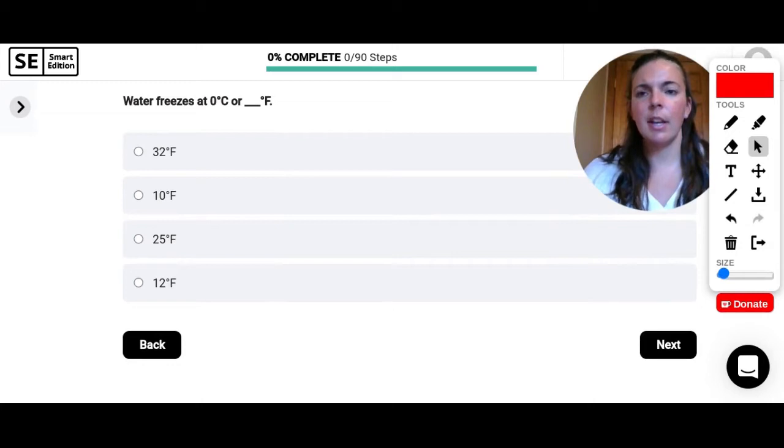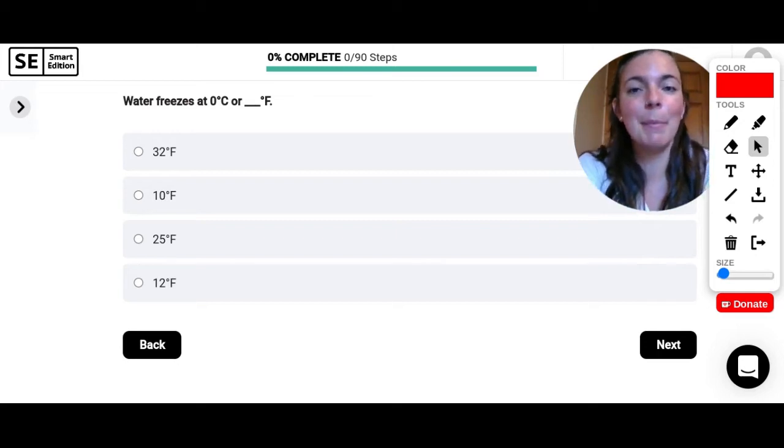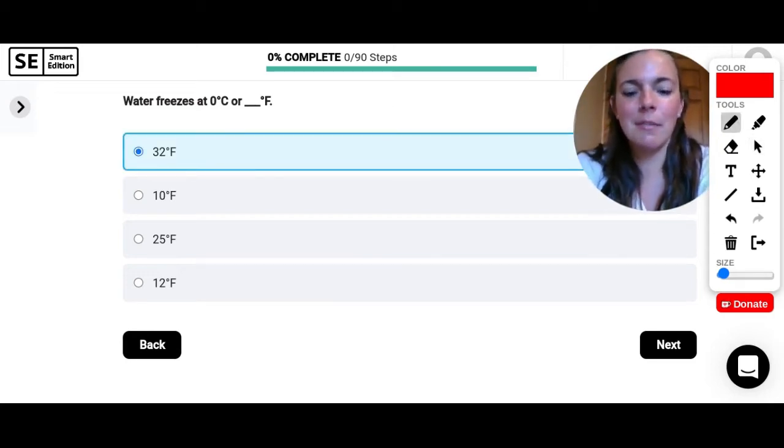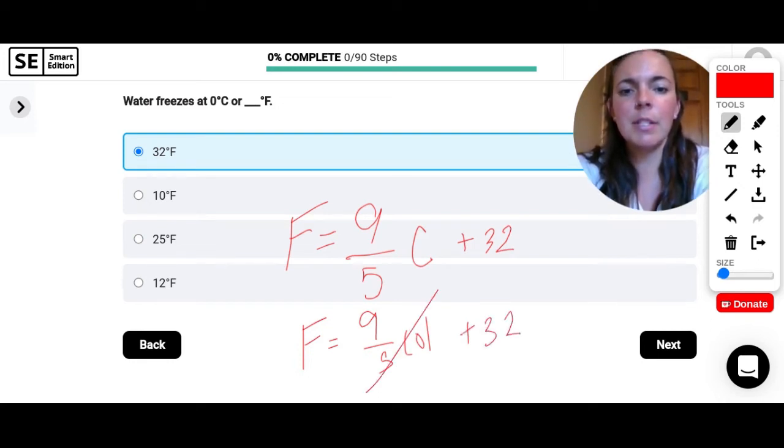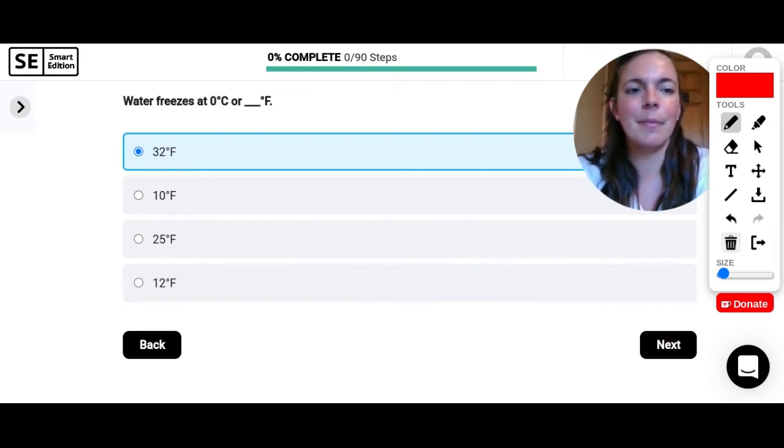Water freezes at 0 degrees Celsius or how many degrees Fahrenheit? This may be one where you just remember that 0 degrees Celsius is equal to 32 degrees Fahrenheit. If that is not something that you have memorized, then we can just plug it into our formula. This is something that you do also need to know. Fahrenheit is equal to 9/5 Celsius plus 32 degrees. So notice if we plug in 0 here, 9/5 times 0 is just 0. So you will just get 32. Okay, so 32 is our answer.